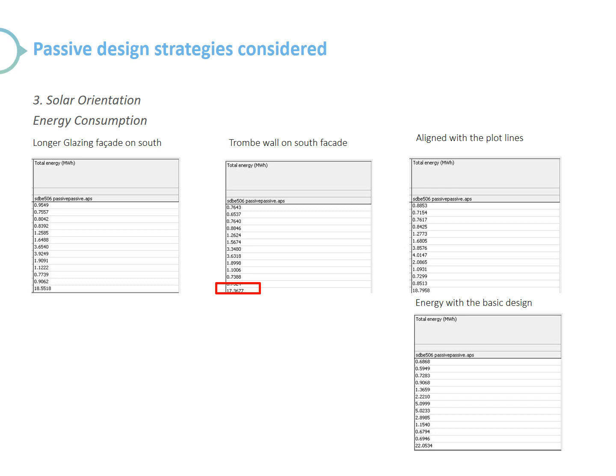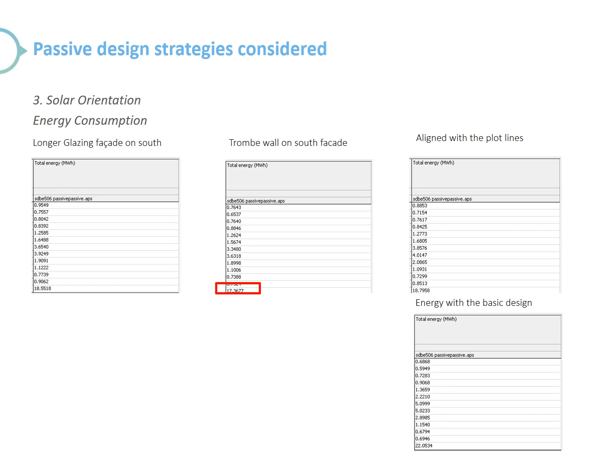So the next step is to see the energy consumption with heating and cooling on. So we can see which orientation has the best, or the reduced, energy consumption. We can see that the trim wall on the south facade has the lowest, which is 17.3677 megawatt hours annually.